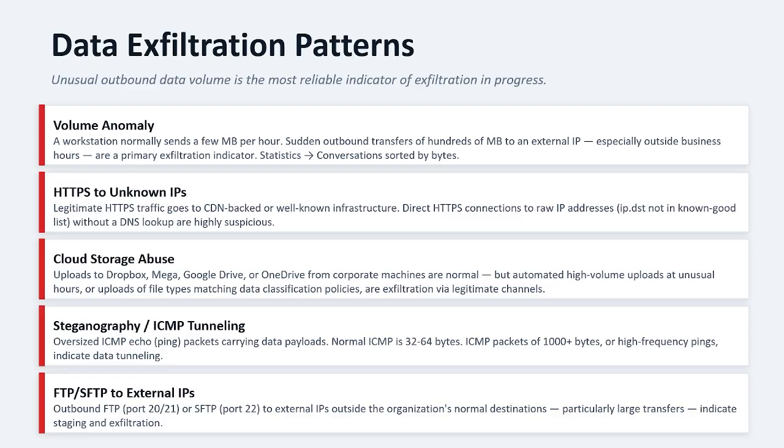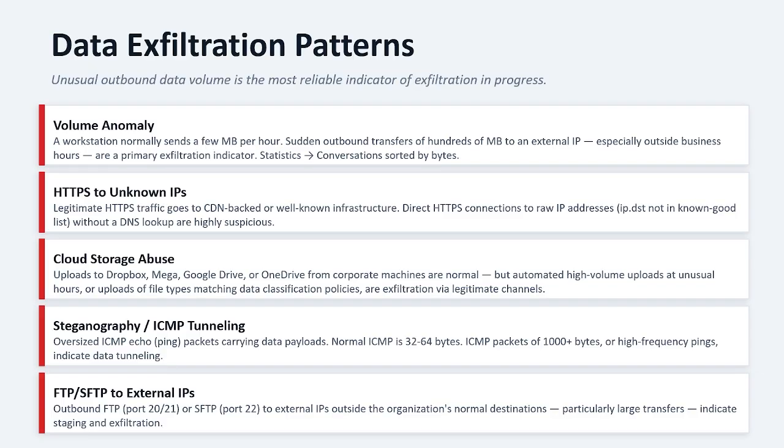So ICMP is something which is normally just passed through a router, but you can craft your own ICMP packets. Commonly, they're pretty small at 32 bytes. I think Linux is either 32 or 64 bytes. Windows is 32 bytes. But if you see ICMP packets which are quite a bit larger, well, that could be an indication that somebody's trying to do something not quite on the up and up.